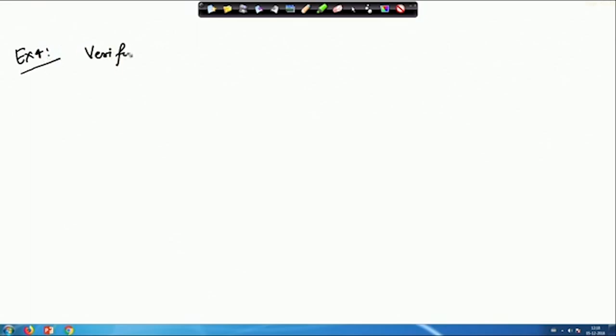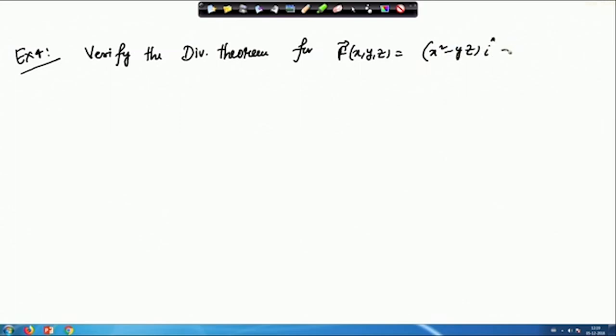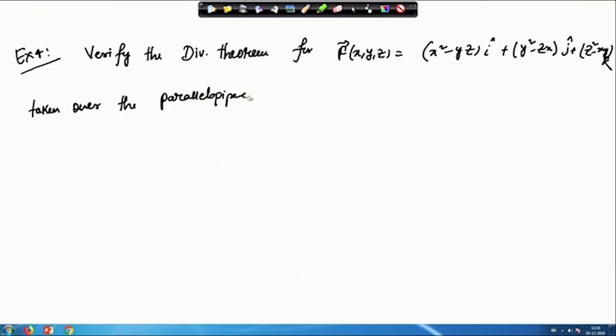Verify the divergence theorem for F(x, y, z) equals (x square minus yz) times i plus (y square minus zx) times j plus (z square minus xy) times k, taken over the parallelopiped 0 less than or equal to x less than or equal to a, 0 less than or equal to y less than or equal to b and 0 less than or equal to z less than or equal to c.